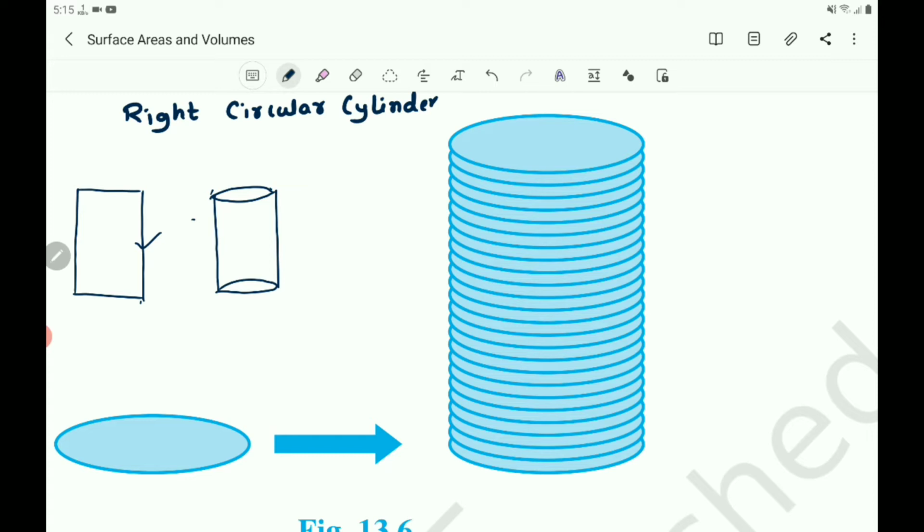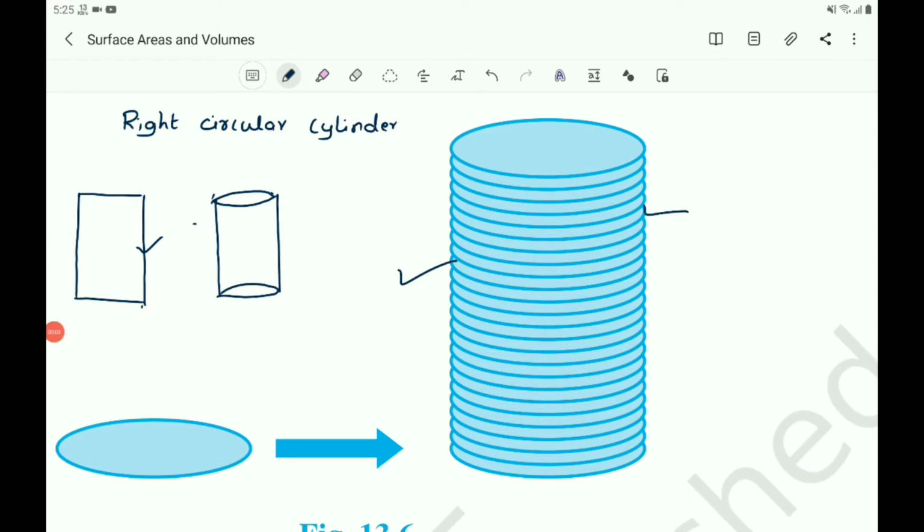Consider a rectangle. When it is rotated about one of its axis, a solid will be generated. And what is that solid generated? That is the right circular cylinder.